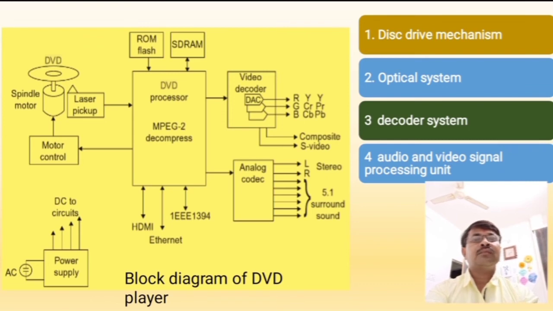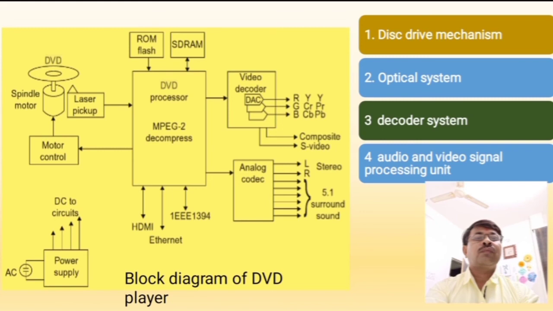Ethernet. It is a type of LAN technology. Computer is connected to the network device for data sharing purpose. HDMI port is required, or it is used to connect the DVD player output to the projector for display purpose. And last will be the power supply unit.